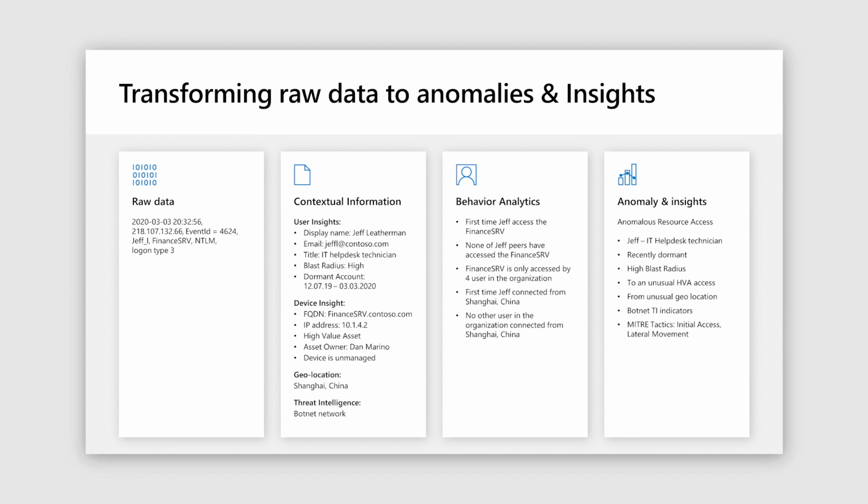We've identified an anomaly that Jeff, an IT helpdesk technician, was recently dormant, high impact on the organization, had an unusual access to the finance SRV and HVA from an unusual geolocation, TI indicators of botnet, and we can map it to initial access and lateral movement, moving from raw data to anomalies and insights.